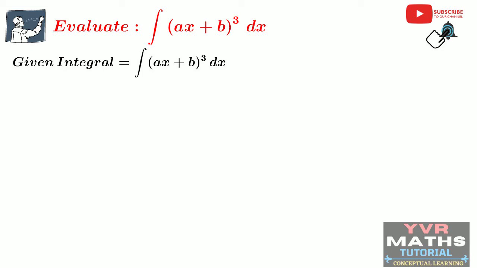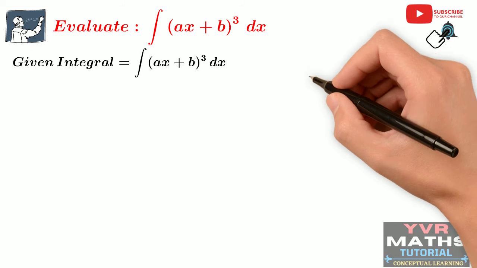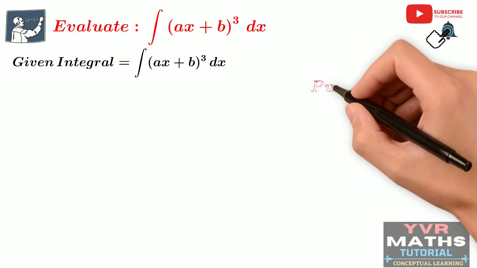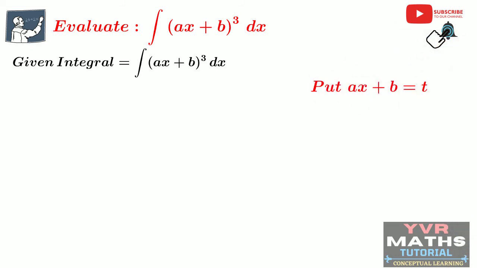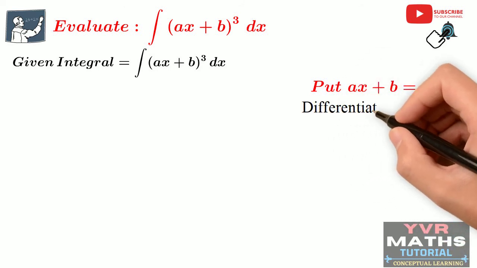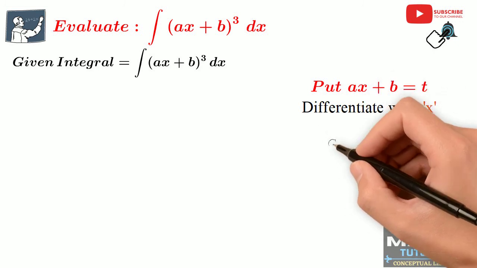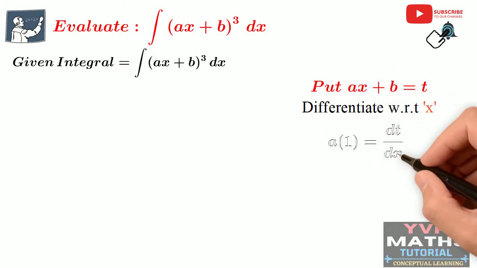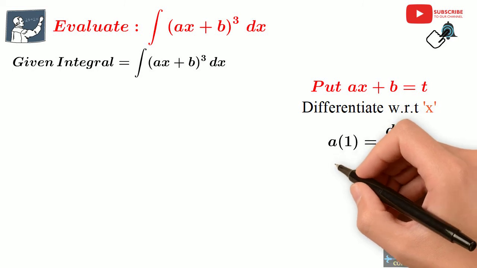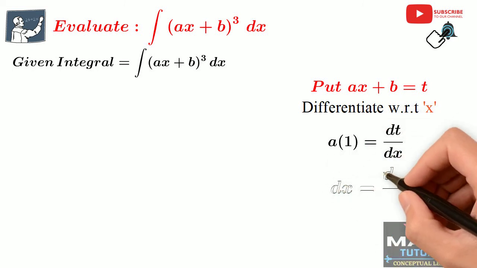So if we see here, we have only one function, that is ax plus b whole cube. So the base of this function is ax plus b. So the derivative of ax plus b is a constant. That's why I'm going to consider ax plus b as a new variable. So put ax plus b is equal to t. Differentiate this with respect to x. Then the next step is a into 1 is equal to dt by dx. If we cross multiply, then dx is dt by a.